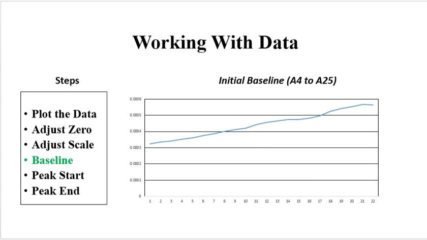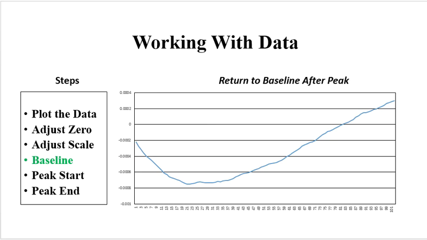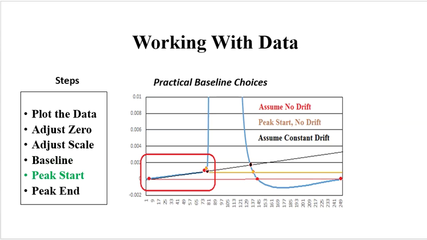So we look first at the front side. It looks like the baseline is drifting. And then look at the back side of the peak and you see it going way down and coming back up. So now you have these two different problems. When you try to assign peak start, it's either way back here or it's right near the peak.